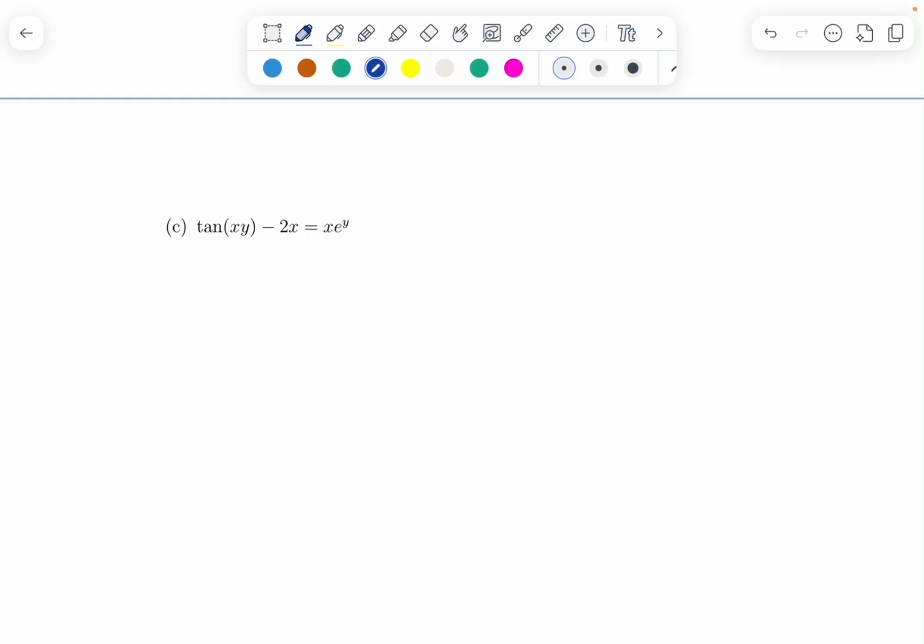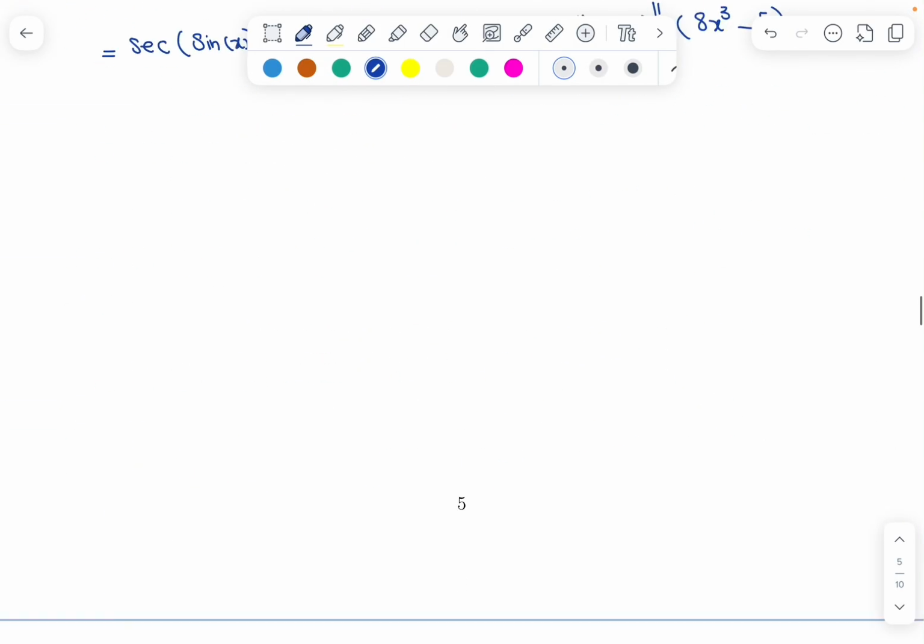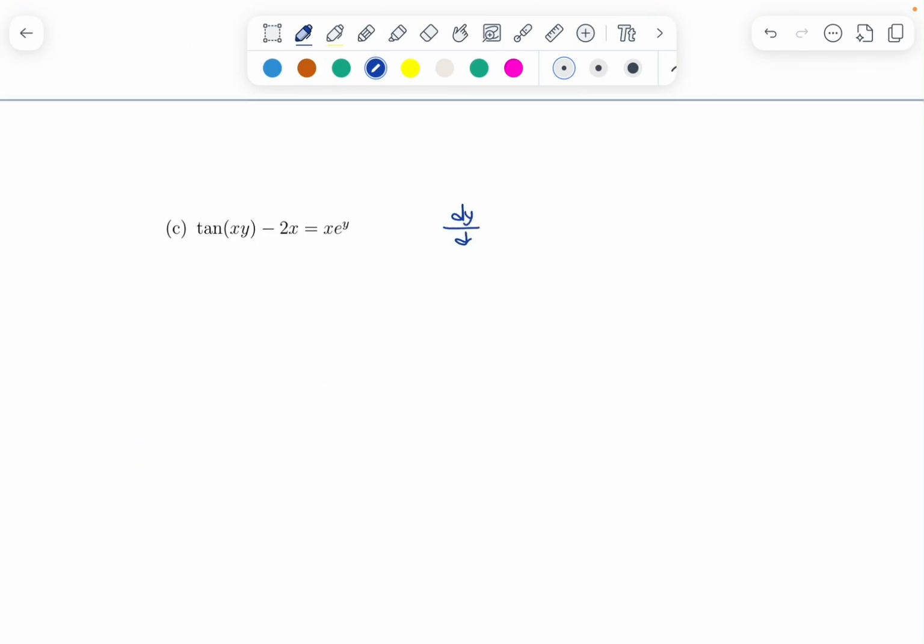Now let's do part C. For part C, we are going to find dy/dx. So here we have an implicit differentiation problem because you cannot write one variable in terms of another variable. Therefore, this equation is in implicit form. Therefore, to find dy/dx, you must apply the implicit differentiation method.